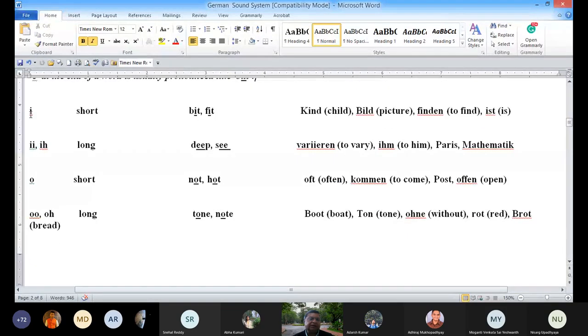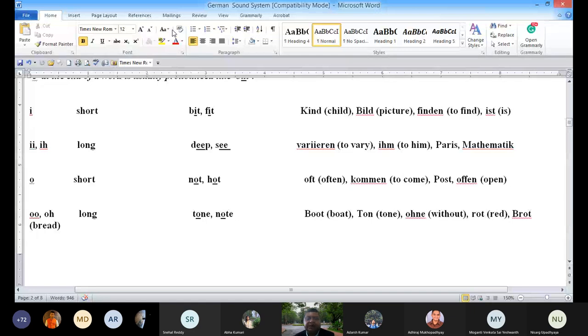Now I proceed to the next vowel, that is I. So I, double I or IH, these are the three things, short and long, like other vowels. Here you can see the difference. BIT in English you pronounce bit, and when you pronounce DEEP, it is long. So it's very simple. E and E, short and long. We do have this kind of sound in our Indian languages.